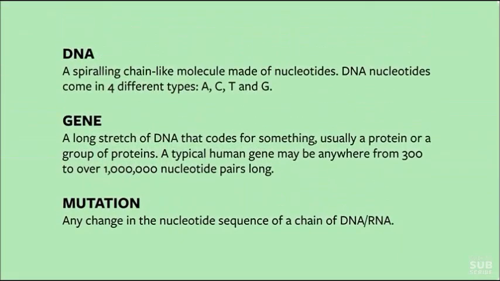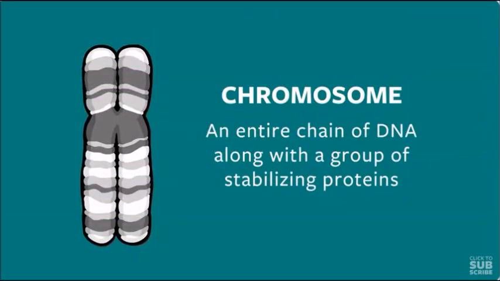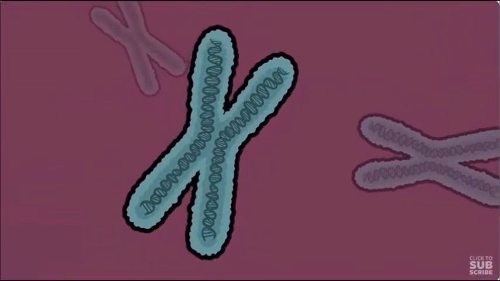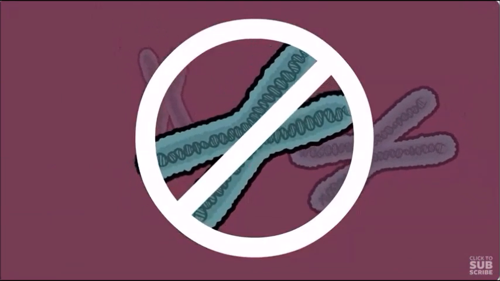Now that you clearly understand these 3 terms, it is now time to talk about chromosomes. A chromosome is an entire chain of DNA along with a group of stabilizing proteins. You may have seen images showing DNA trapped inside a chromosome, sort of like this. This is not how chromosomes hold their DNA.